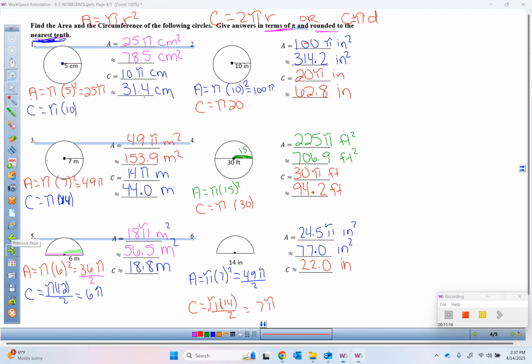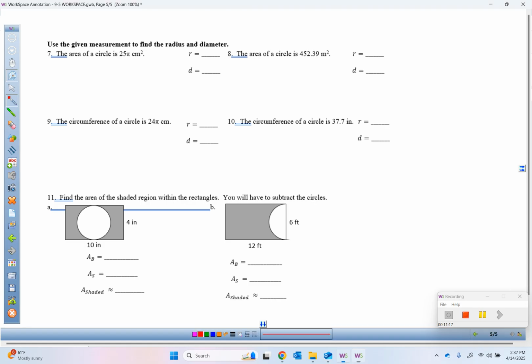Okay, moving on to the back. Numbers 7 through 10 say to use the given measurement to find the radius and diameter. So we're going to find radius and diameter with what it gives us. This time we're using words and not pictures. So let's look at number 7. The area of a circle is 25 pi centimeters squared.